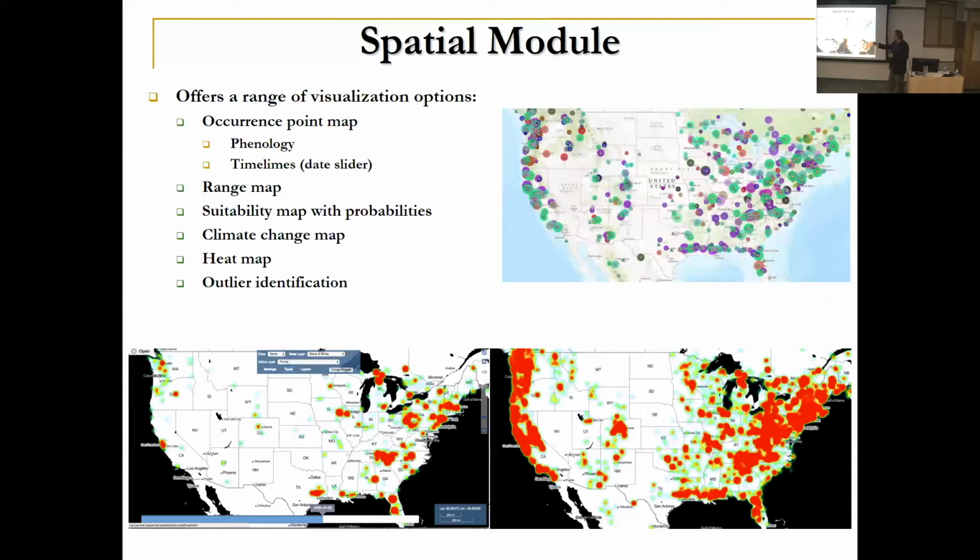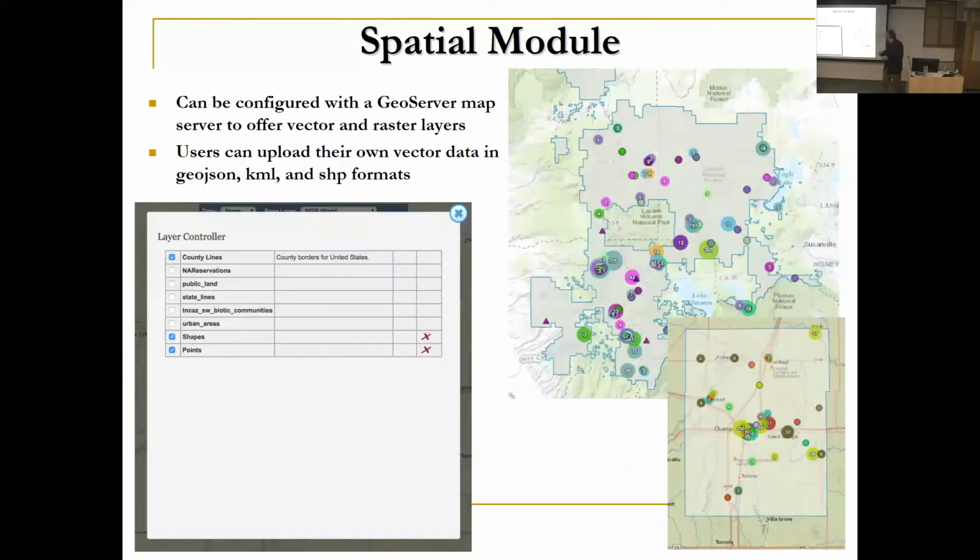You can see how invasive species have changed through a data slider. So every 10 years, if you want to track the movement of those species, you can do that. And then there's a host of other things like range maps, suitability maps, climate change, and these heat maps down here. It's really useful for outlier identification, right? If you've got something off in the ocean that says Pennsylvania, you need to go back, look at that data, and correct the geocoordinates.